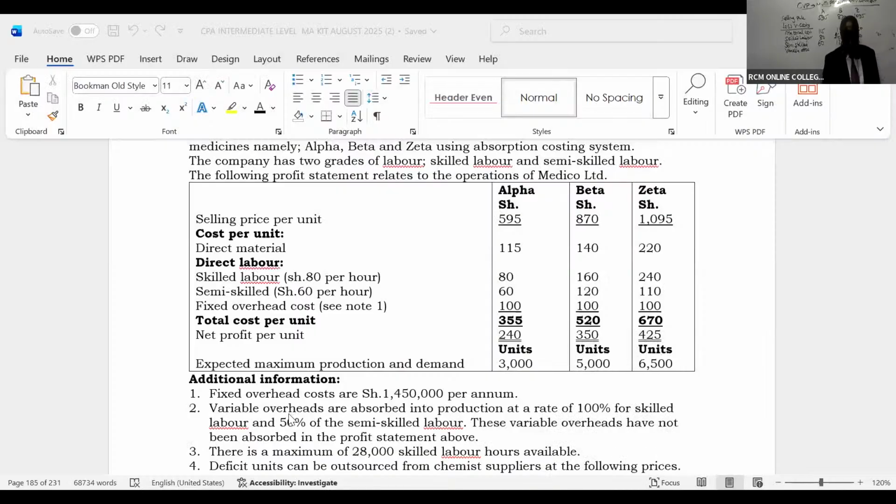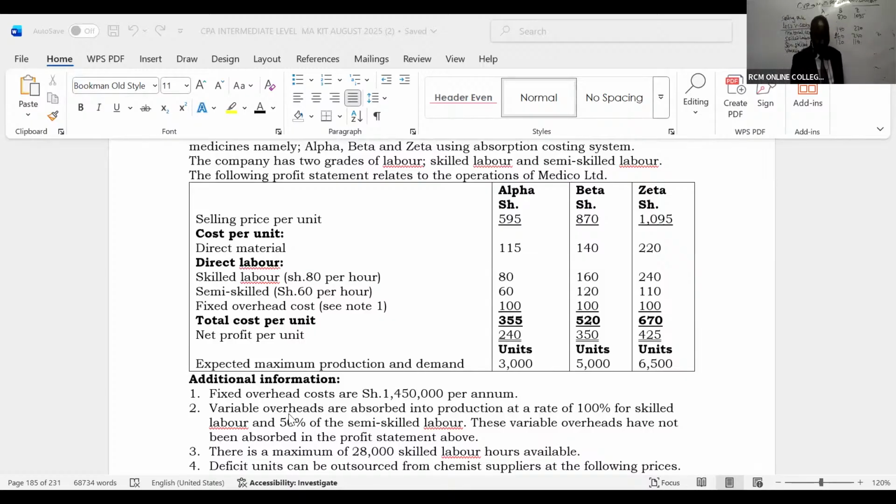Ninjas being guided here by Chief Ninja. Number 2, variable overheads are absorbed into production at the rate of 100% for skilled and 50% for semi-skilled. These variable overheads have not been absorbed into the profit statement above. So I want someone to absorb those variables. Can I show you how to do it?